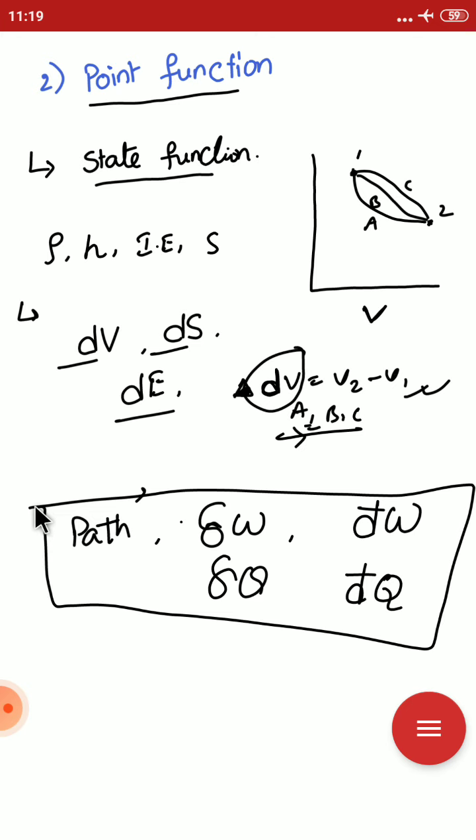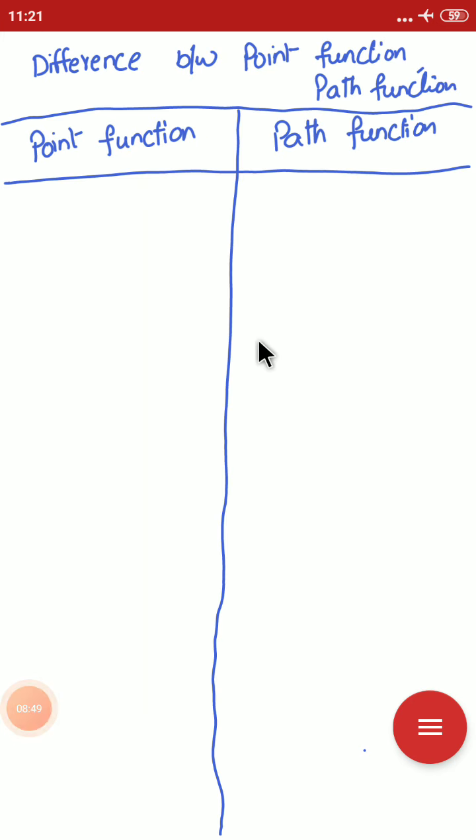Now let us see the comparison, the difference between the point function and path function. We have already had a brief discussion about the point function and path function, but while comparing these two, we get a better understanding.